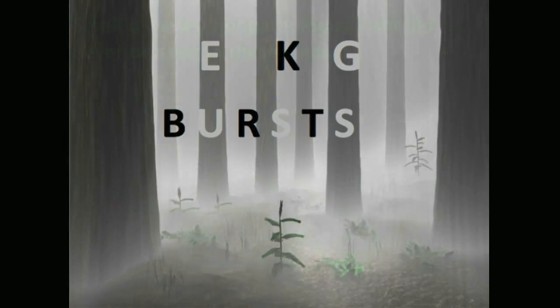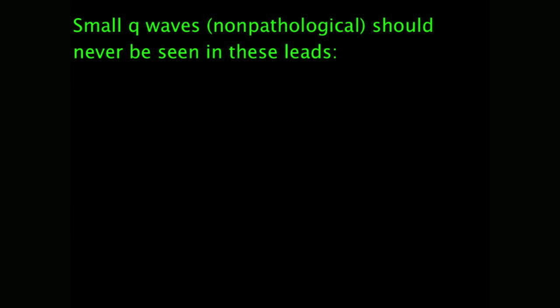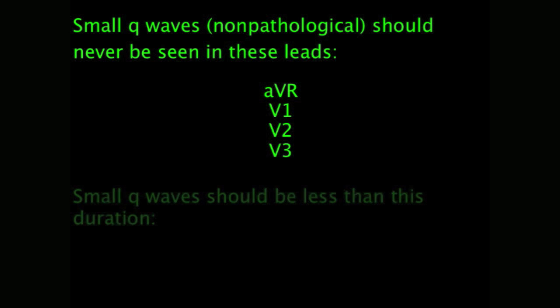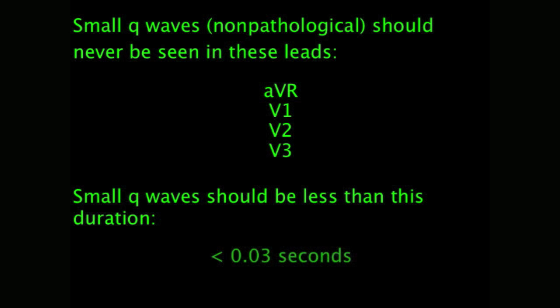Small Q waves, i.e. non-pathological Q waves, are common in most leads except the following. Small Q waves should never be seen in AVR, V1, V2, or V3. And small Q waves should be less than what duration? Less than 0.03 seconds.